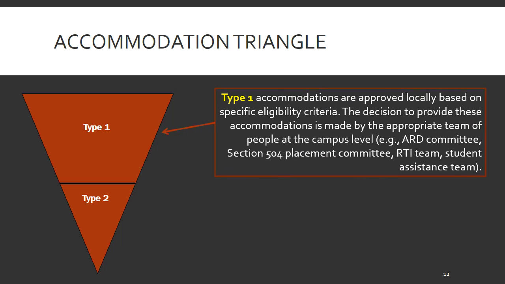Accommodation triangle. Type 1 accommodations are approved locally based on specific eligibility criteria. The decision to provide these accommodations is made by the appropriate team of people at the campus level: ARD Committee, Section 504 Placement Committee, RTI Team, Student Assistance Team.